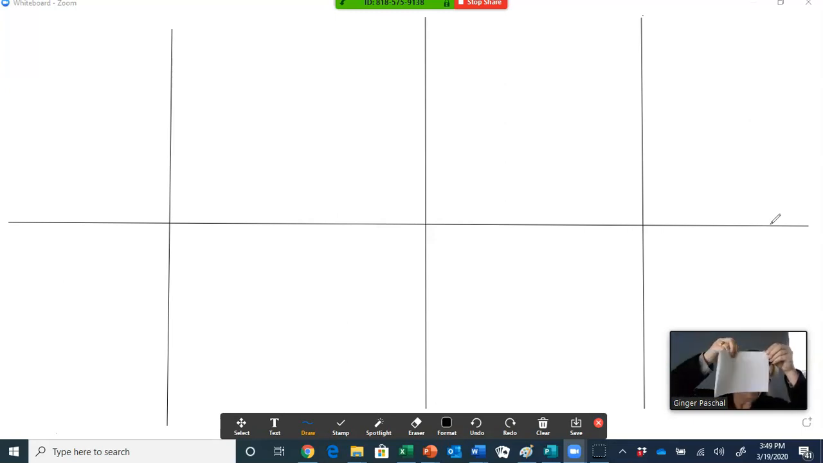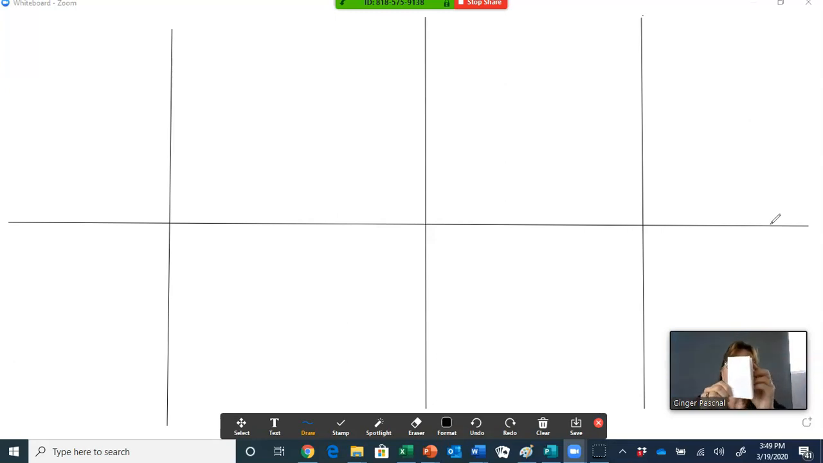Now you're going to fold it in half this way, just like so. Then you're going to fold it in half this way. So you're going to fold a piece of paper just like you're going to put it into your pocket. If you folded it correctly, you should have folded it 3 times. Once this way, once this way, and once this way.